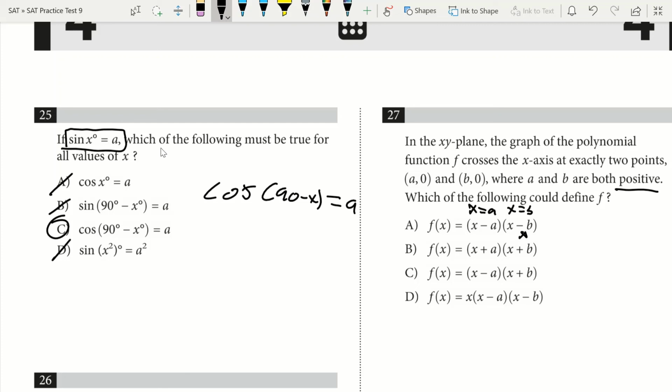So I have this is negative, which means x will equal positive b, and I have x minus a, which means that x will equal positive a. I see those are both positive zeros, so my answer will be A.